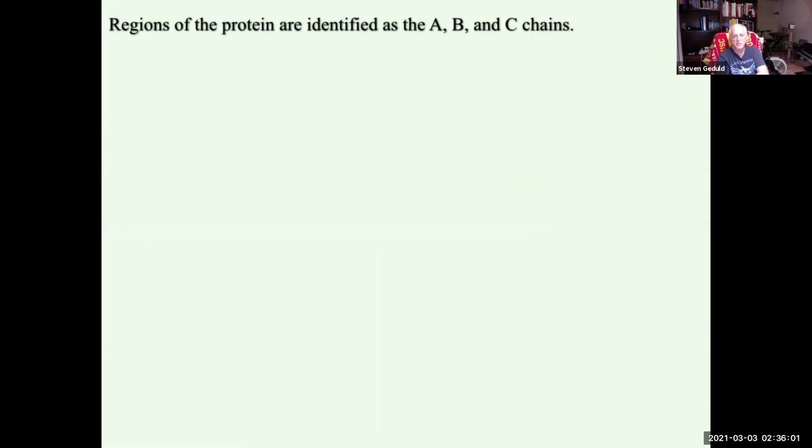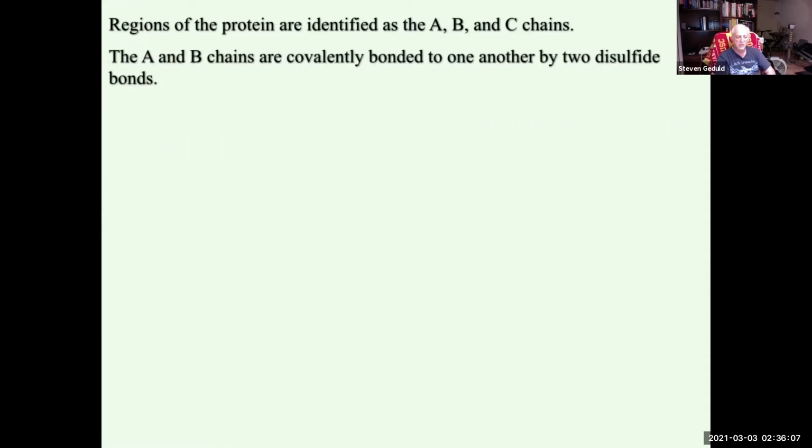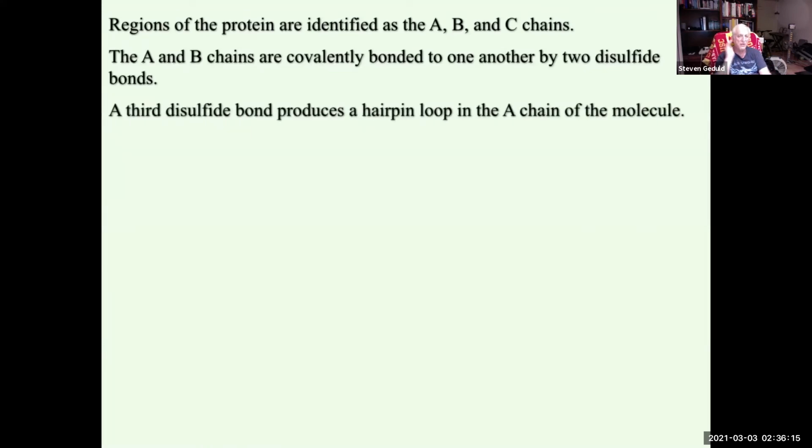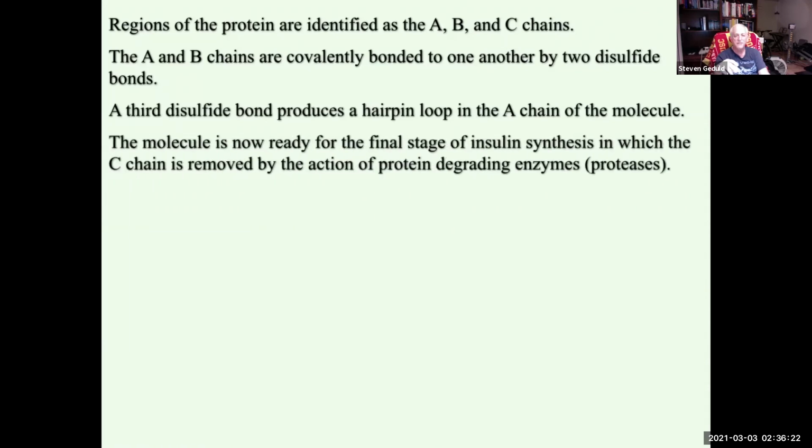Okay, so regions of the protein are identified as A, B, and C chains in insulin. The A and B chains are covalently bonded to one another by two disulfide bonds or bridges. The third disulfide bond produces a hairpin loop in the A chain of the molecule, so it loops itself around. The molecule is now ready for the final stage of insulin synthesis, in which the C chain is removed by the action of protein degrading enzymes like proteases.